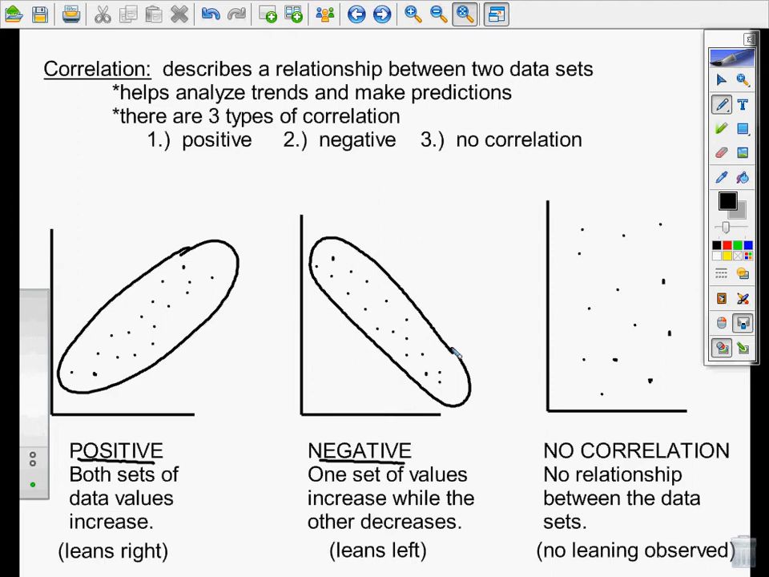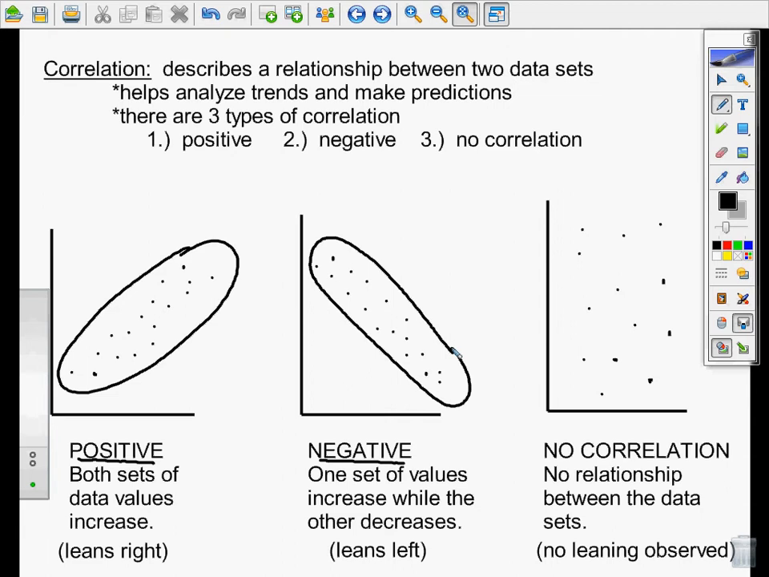And if we weren't looking at a graph and they gave us a situation and said, pick the correlation this is, what you're looking for is, while one set of values is going up, the other one is going down. So for example, if your x's are going up, your y's are going down. Or if your x's are going down, your y's are going up. Vice versa is also true.